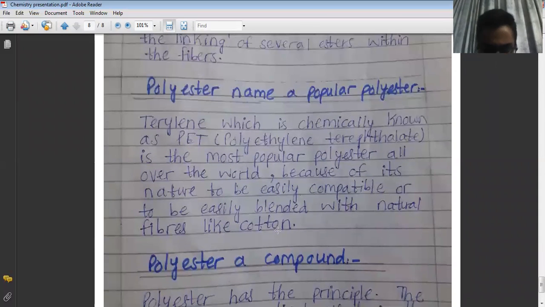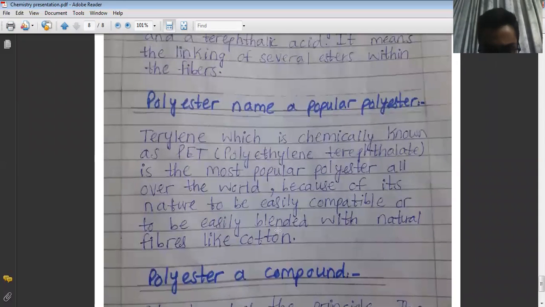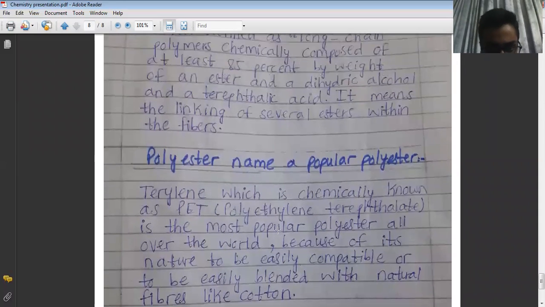Then comes the popular polyester. Terephthalate, which is chemically known as PET, polyethylene terephthalate, is the most popular polyester all over the world because of its nature to be easily compatible or easily blended with natural fibers like cotton.